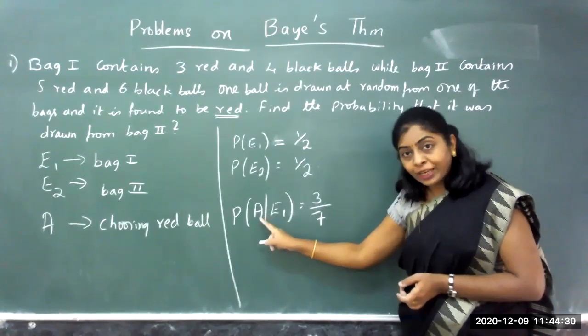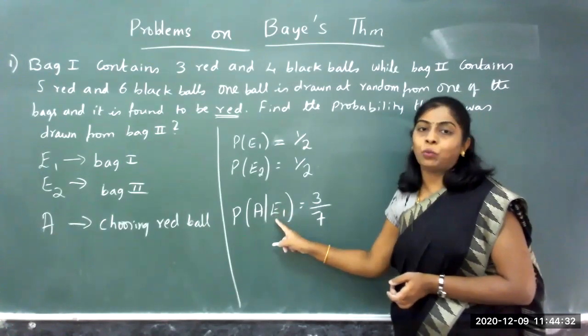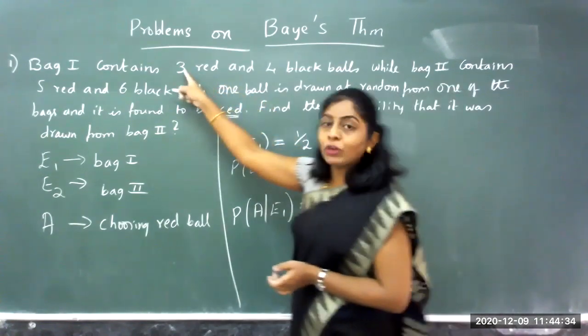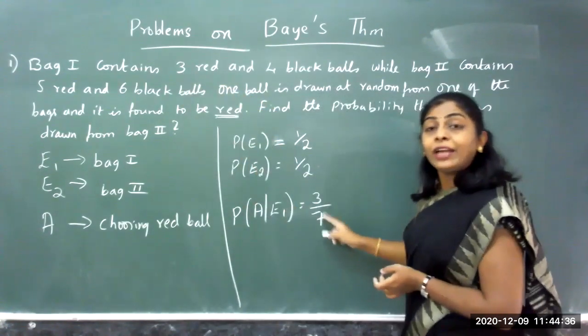I have the chances of taking only 3 red balls from bag 1, because they are given: only three red balls are there. Divide it by the total number.